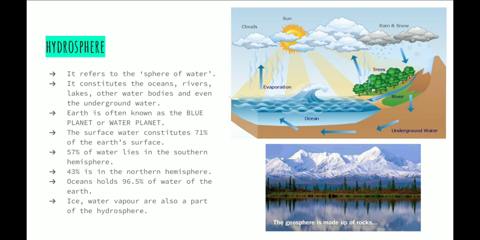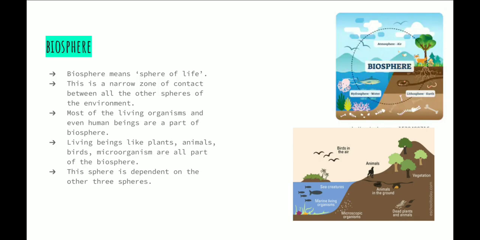The next sphere of the environment is the biosphere. This sphere is very important to us as this is the sphere of life. This is a very narrow zone of contact between all the other spheres of the environment. That is, most of the living organisms and even human beings are a part of the biosphere. Living beings like plants, animals, birds, microorganisms all are part of this biosphere. The biosphere is dependent on the other three spheres because it consists of land, air, and water that are part of the hydrosphere, lithosphere, and atmosphere.